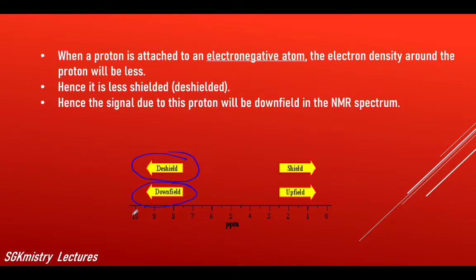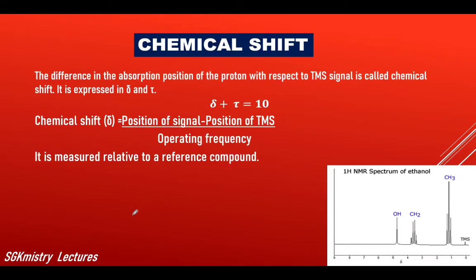Next, coming to the specific term, that is chemical shift. As I've already told, the higher regions and the lower regions, the numbers we can see, that is 0 to 10, have a specific name, which is nothing but the chemical shift. It is expressed either as delta or tau. You can represent it either in the form of delta or in the form of tau. They are related to each other as delta plus tau equals 10.